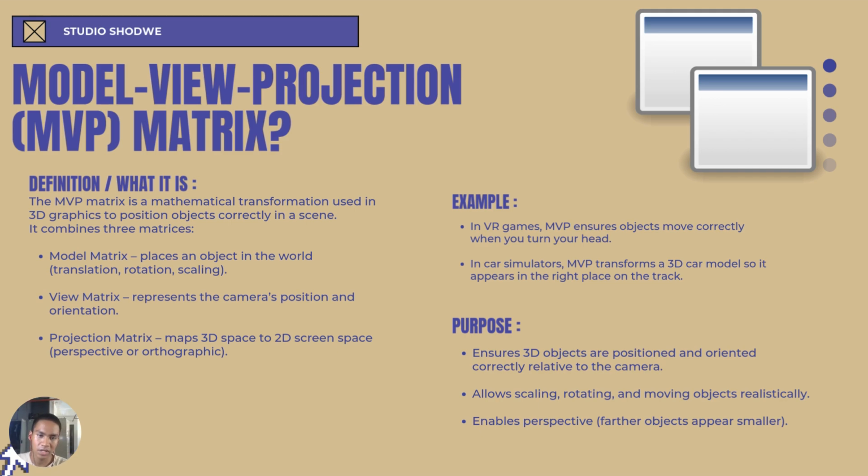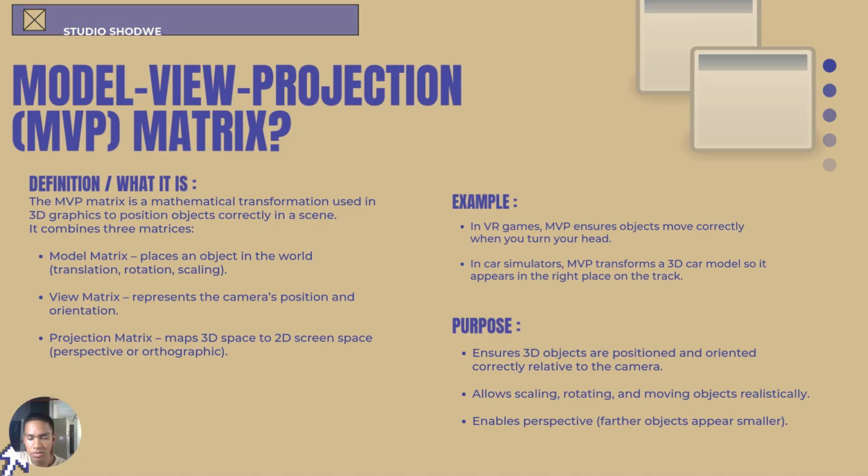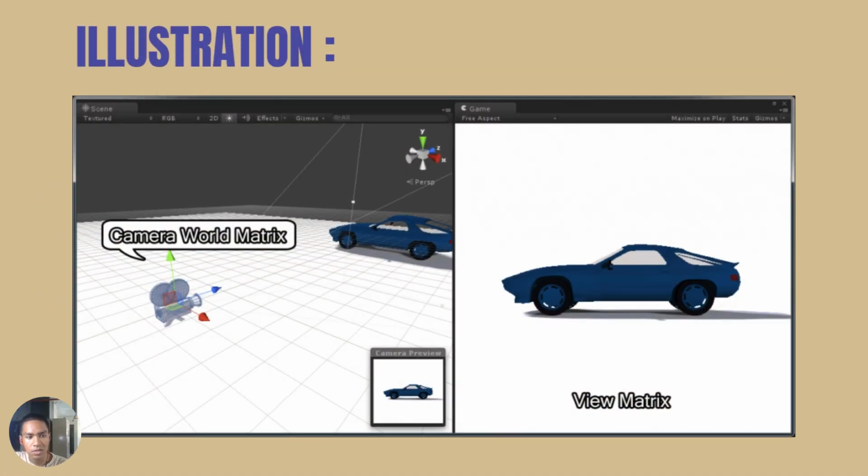For example, in VR games, MVP ensures objects move correctly when you turn your head. In car simulators, MVP transforms a 3D car model so it is placed correctly on the track. So this is the illustration. You can see the camera and world, and that's how we view the 3D car.